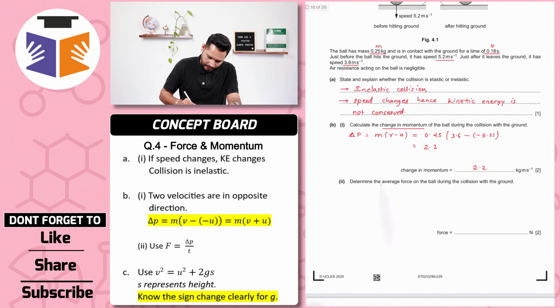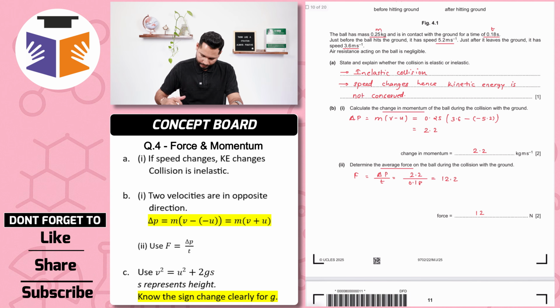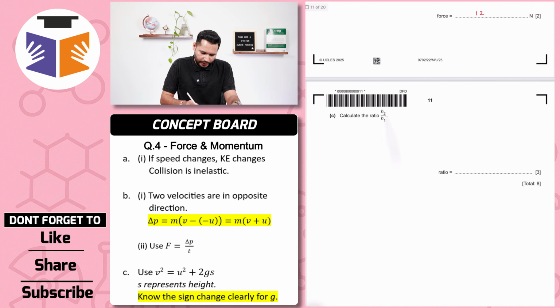The next is determine average force on the ball during the collision with the ground. So for average force, we will use formula change in momentum upon time. So change in momentum is 2.2 and the time of contact is 0.18 seconds. So this gives us answer 12.2. On the answer line, we can write 12 Newton in 2 SF. Next, calculate the ratio H2 upon H1.